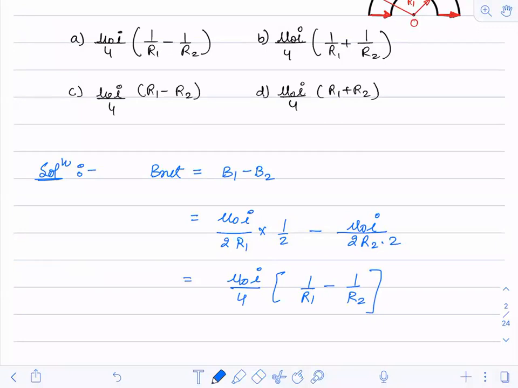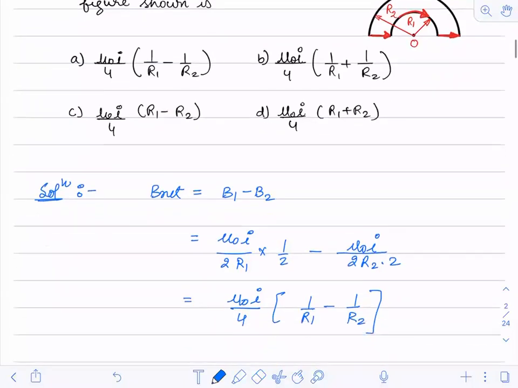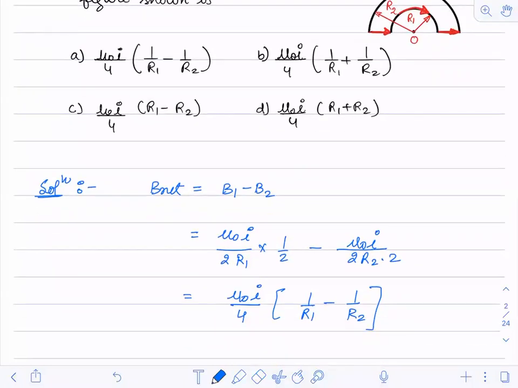1 by R2 minus 1 by R1 is not correct because the magnetic field due to the first wire will be more as compared to the second wire. So option number 1 is correct: mu naught I by 4 into 1 by R1 minus 1 by R2. This is the correct answer.